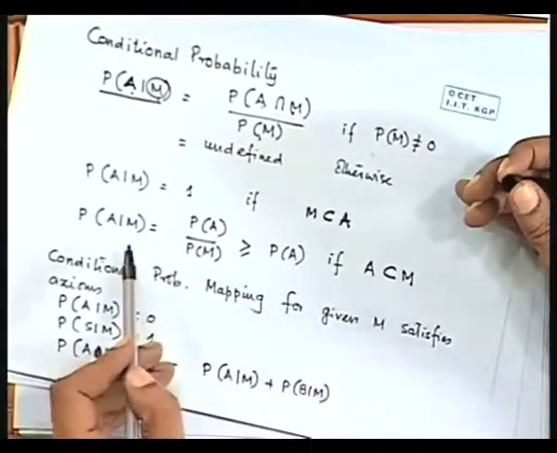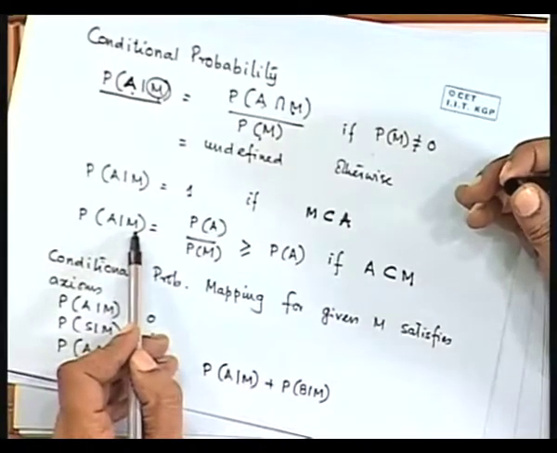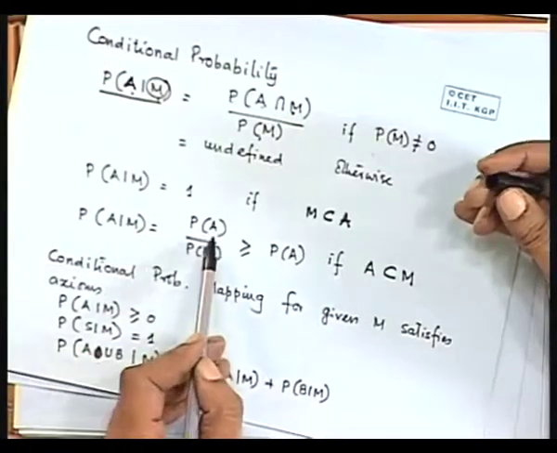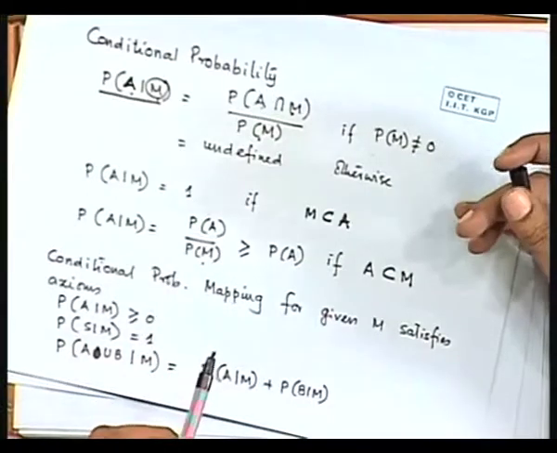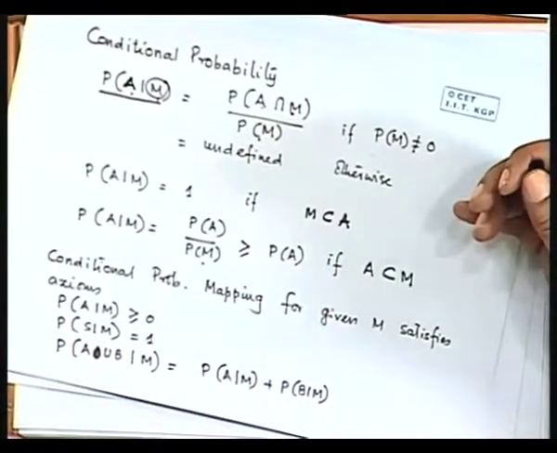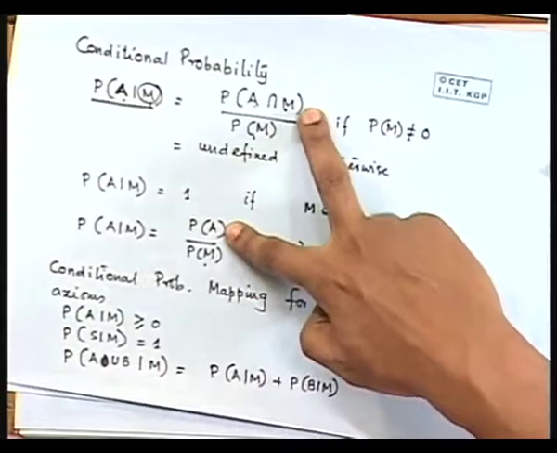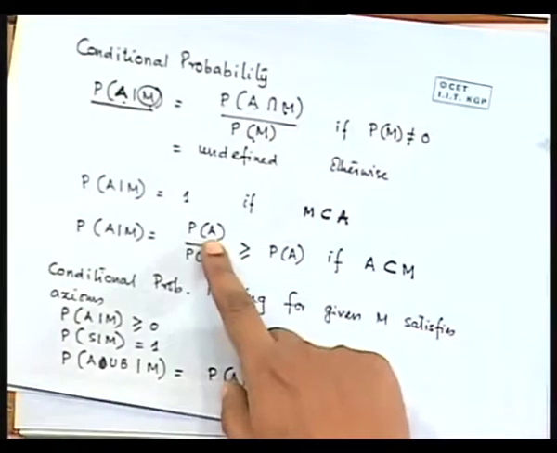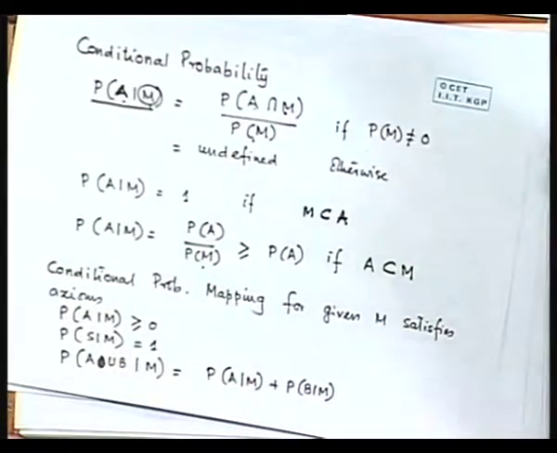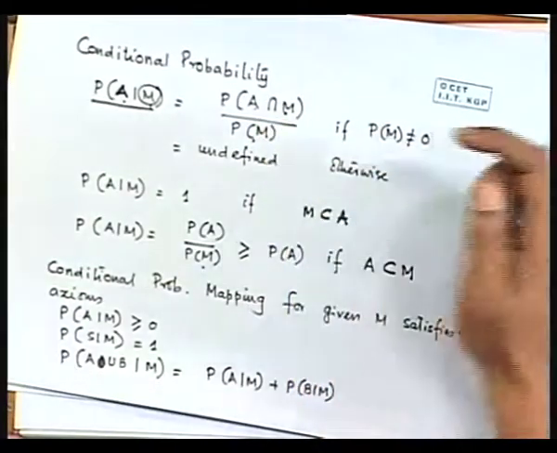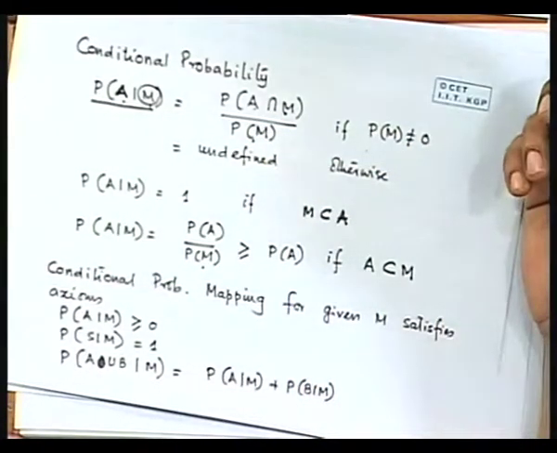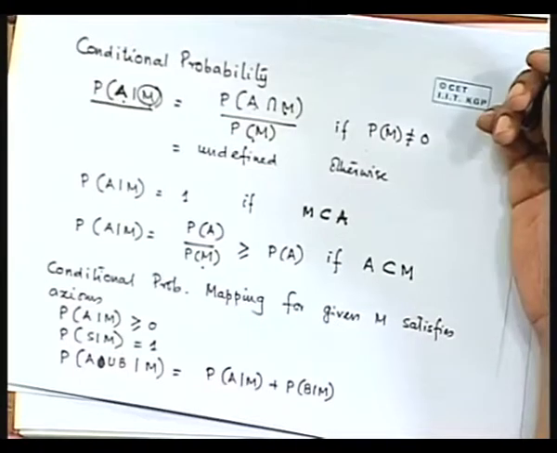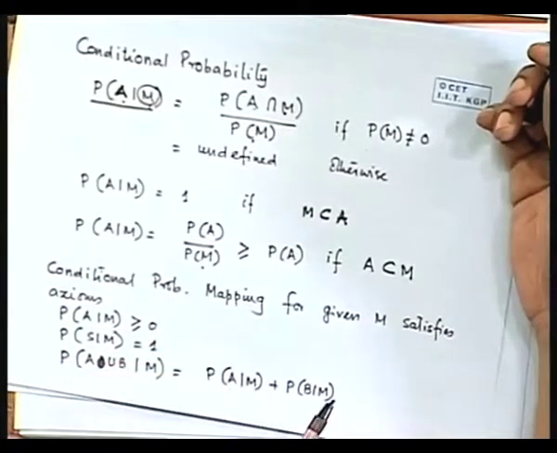So in that case, probability of A given M is probability of A by probability of M. Why is it probability of A and probability of M? Because it is supposed to be this. So why is it probability of A? Because if A is a subset of M, then A intersection M is A. So probability of A by probability of M.